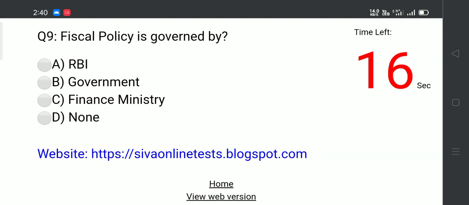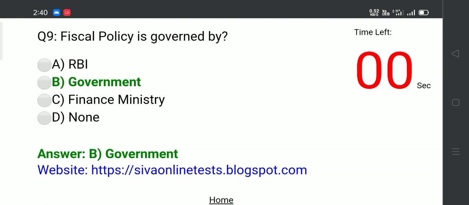Question 9. Fiscal policy is governed by. Options. A. RBI. B. Government. C. Finance Ministry. D. None. Answer. B. Government.